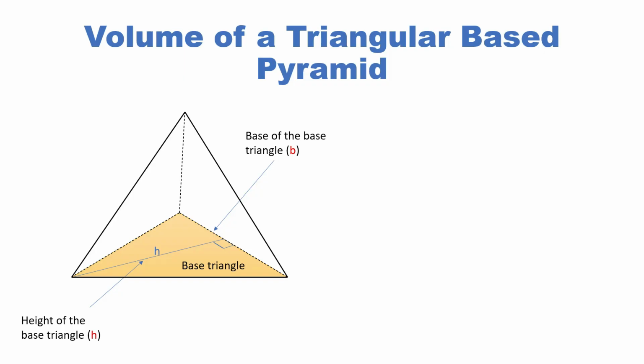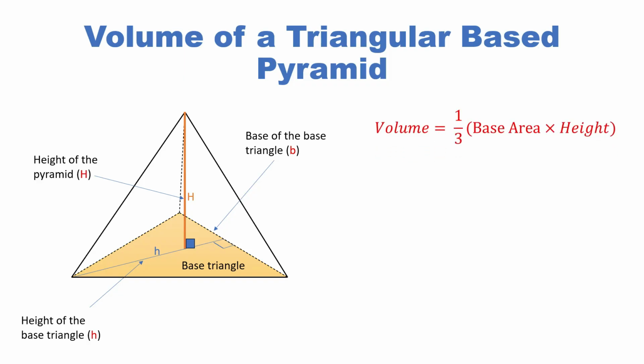So, if we add another perpendicular line from the apex, which is the top of the pyramid, to the base triangle, this line is called the height of the pyramid, with a capital letter H. Now, with these three, we can calculate the volume of our pyramid. So, the volume of a triangular-based pyramid is 1/3 base area times height. Hence, it is 1/3 in brackets half base times height of the base triangle, small letter h, times the height of the pyramid, capital letter H.